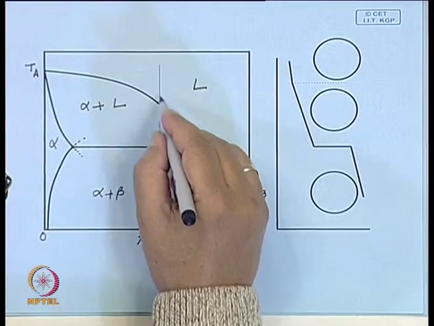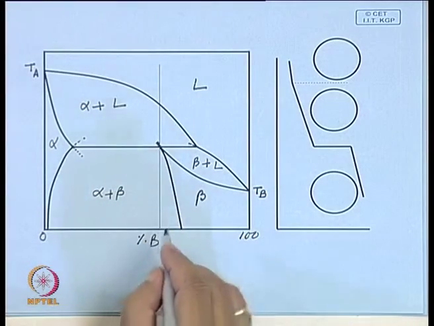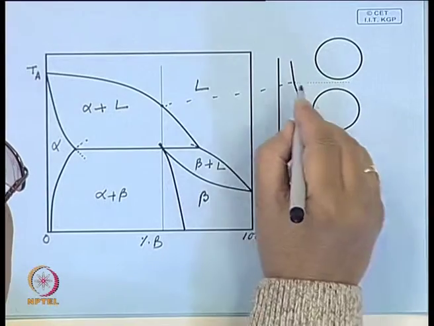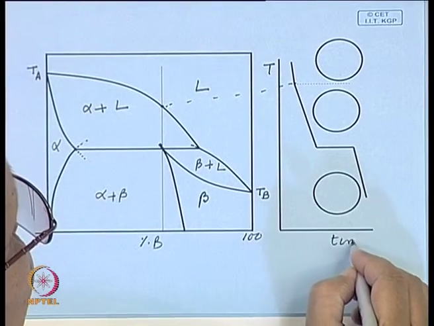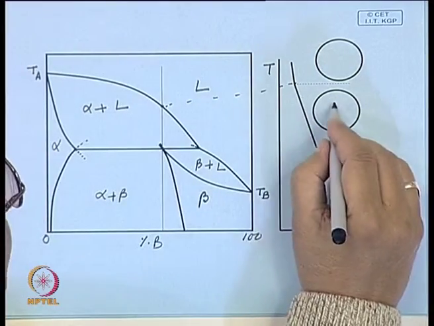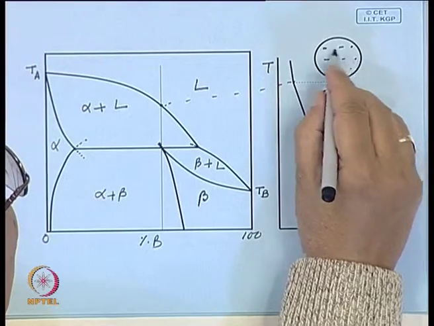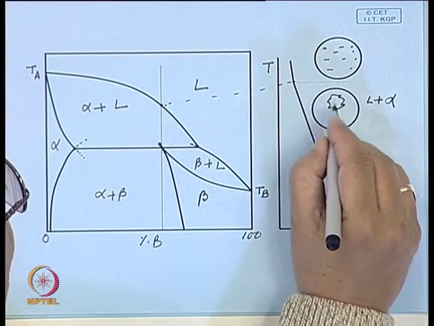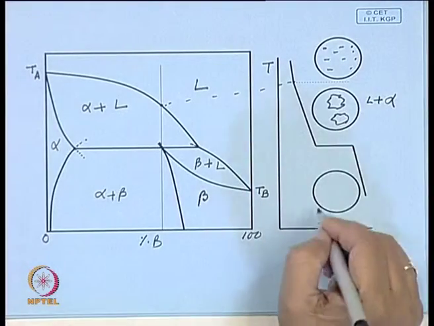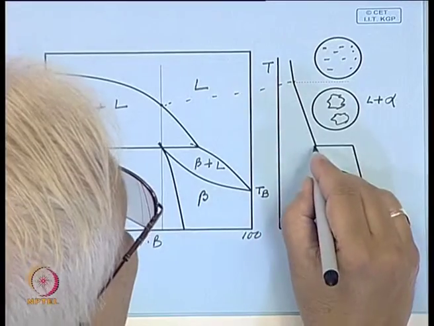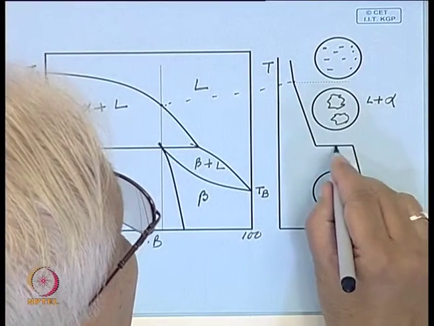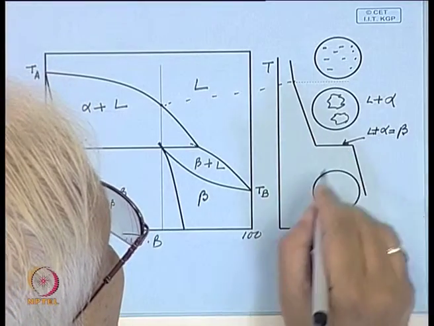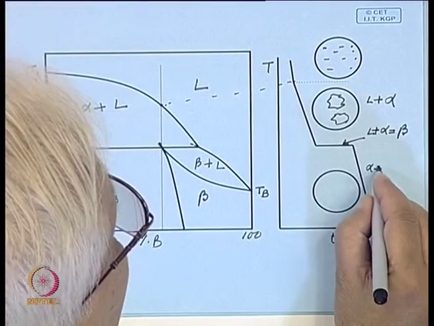Now, in this case, this is the peritectic alloy. In the peritectic alloy also, the solidification starts from here. This is temperature, this is time. Here alpha starts precipitating out; here it is liquid above the liquidus, here it is liquid plus alpha. So, you will have some amount of alpha precipitating out, and when this reaction takes place, liquid plus alpha gives rise to beta, and here you have alpha.